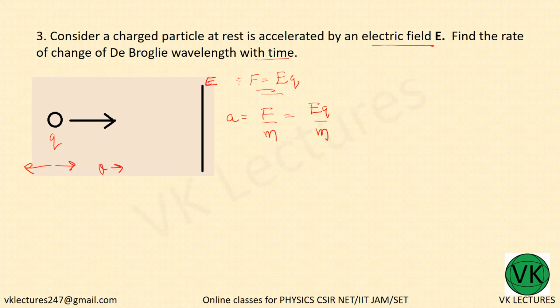Now when velocity increases, momentum will increase. When momentum increases, the de Broglie wavelength decreases. So lambda, here it will have some lambda. As it moves, lambda changes.